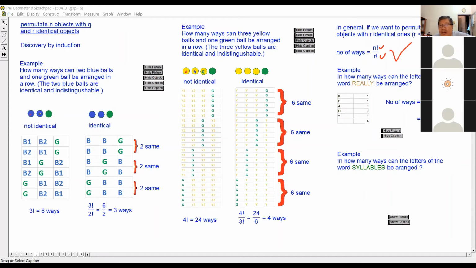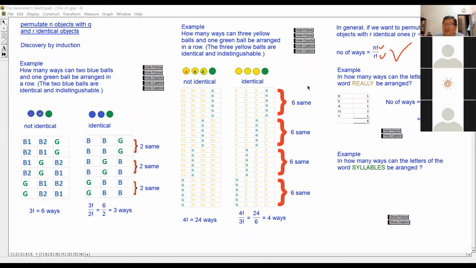Teacher, why over 2 and not 4? Because the 4 are different ones. We only divide by the number of identical ones. Over here, in the case of the yellow balls, there are 3 identical ones, so we divide by 3 factorial. Then over here we have 2 blue balls, 2 identical ones, so we divide by 2 factorial. Okay or not? Any more questions?